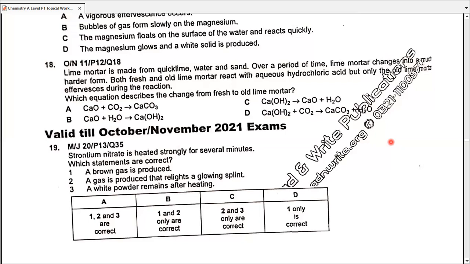React with hydrochloric acid, but only the old one. Okay, don't forget that it is going to turn into a much harder form. That's the very first line. All right, yes, and a much harder form should be solid. So try going for a calcium solid product. So your only options can be either A, C, or D. B can never be the option. B is not a solid product.